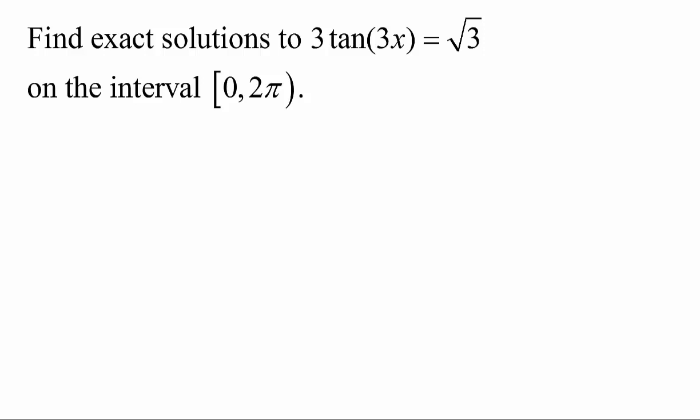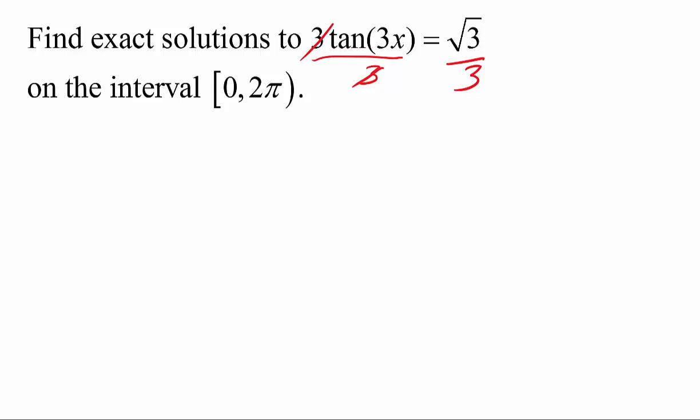Okay, we're looking for exact solutions to this trig equation on the interval from 0 to 2 pi. Well, the first thing I'm going to do is isolate the trig function, so I'm going to divide both sides by 3, and I will have tangent of 3x equals square root 3 over 3.